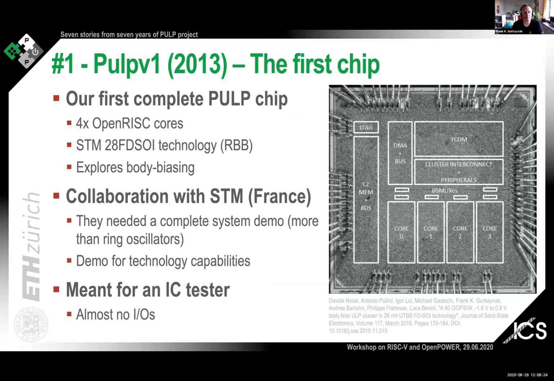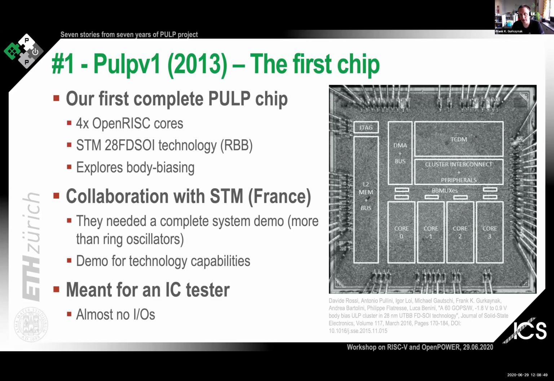And at the time, when we first started, we weren't using RISC-V. We were using a modified version of OpenRISC. We called it Orion. And this was a collaboration with ST Microelectronics in France. They essentially needed a complete system demo, something more than a ring oscillator, something that could show the possibilities of FDSOI. And this chip was clearly meant for a tester.